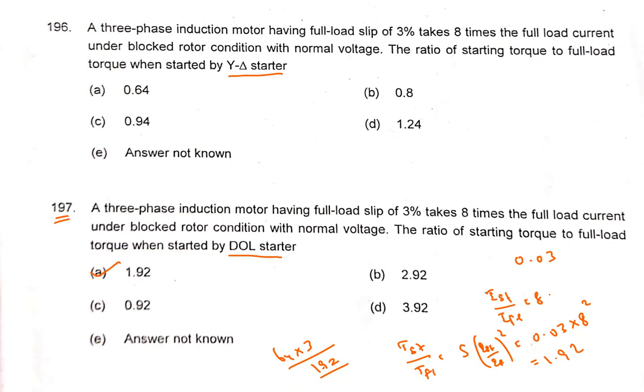Whenever we use star delta starter instead of DOL starter, this torque ratio is reduced by one third. So therefore one third of 1.92 is the answer for this problem.